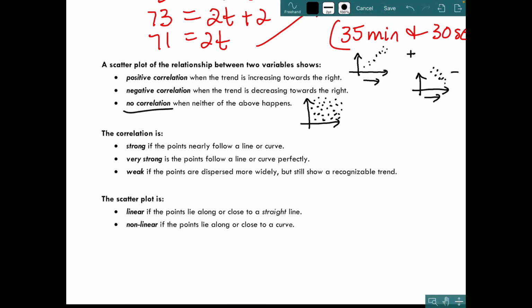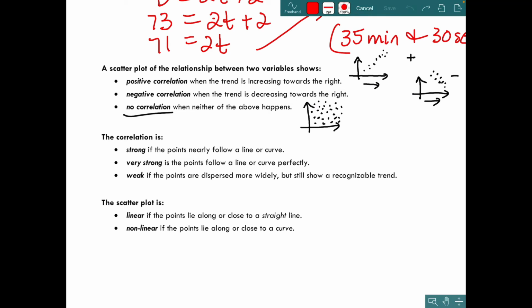So that's no correlation. Then it says a correlation is strong if the points nearly follow a line or curve, very strong if the points follow a line or curve perfectly, or almost perfectly, and weak if the points are dispersed more widely but still show a recognizable trend. So these are just ways to describe how closely the points are sticking to a line.